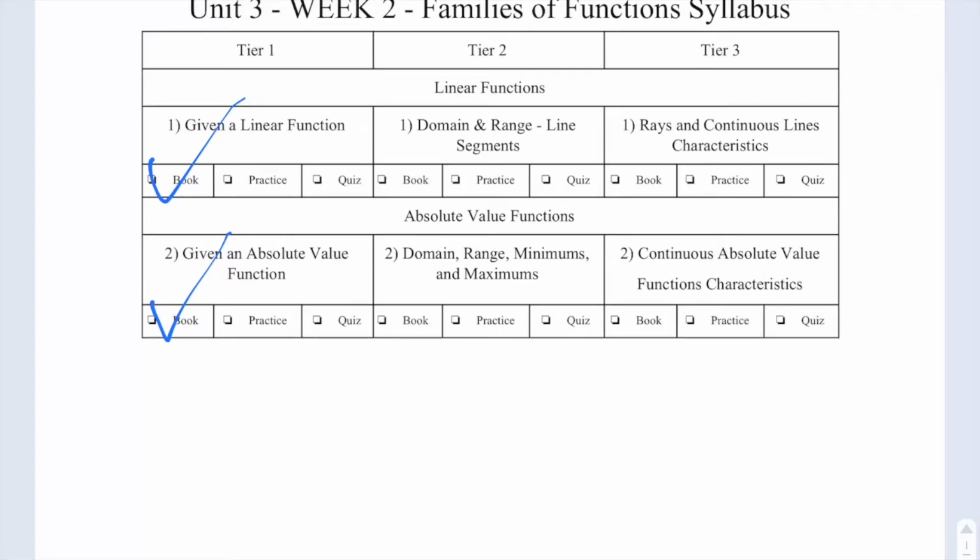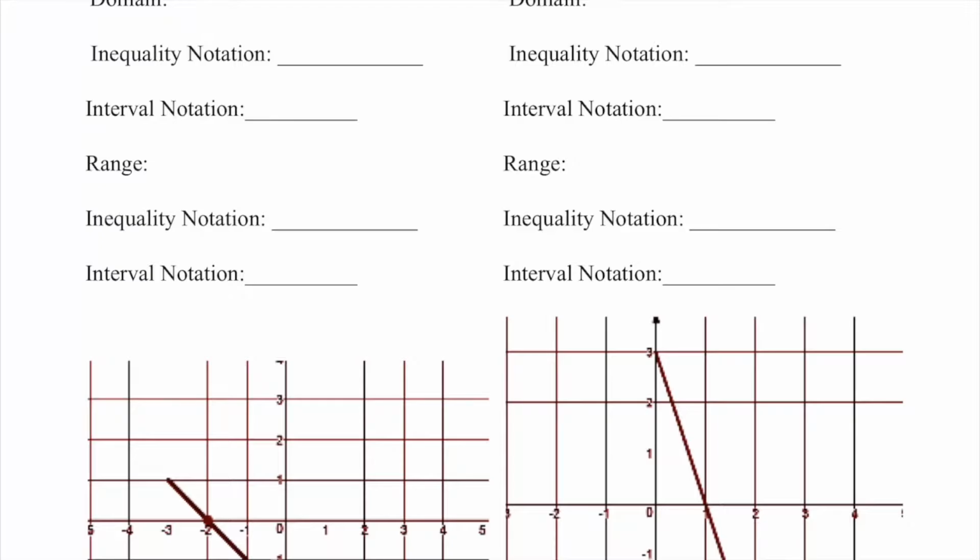We are in our Unit 3, Week 2, Family of Functions syllabus. We are in Tier 2, Lesson 1, Domain and Range of a Line Segment. So let's check off our booklet. So here we are in Domain and Range of line segments.